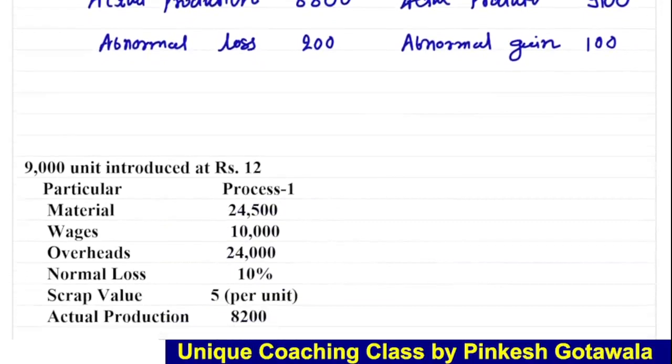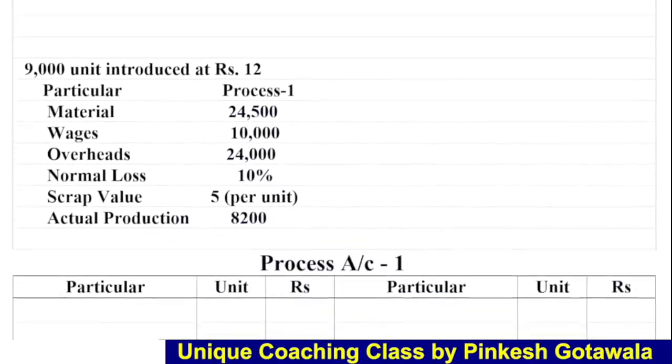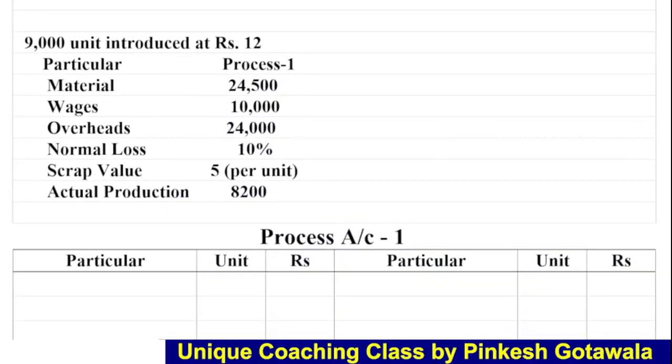Now let's see the example regarding that. So here how many units introduced? 9,000 units introduced at rupees 12. Then particular process 1, material expenses given, wages given, overheads given. After that they give a normal loss 10%, scrap value and actual production. So first of all let's calculate that.